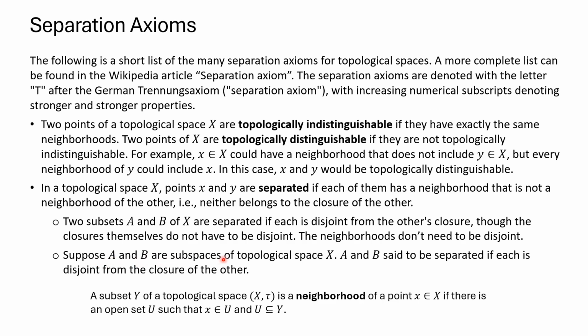Suppose A and B are subspaces of topological space X. A and B are said to be separated if each is disjoint from the closure of the other. Okay, so these are our preliminary definitions. We're going to use these in these separation axioms, these T1, T2, and so forth, on the next slide. And then the slide after that, I'll show you some diagrams, which I think will help visualize what we're talking about here.